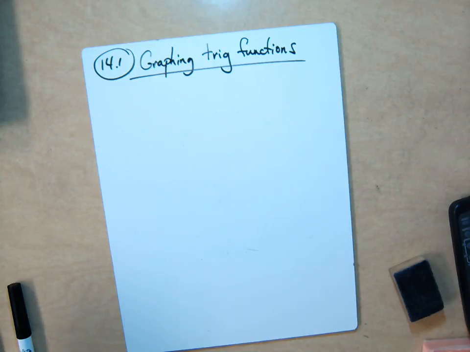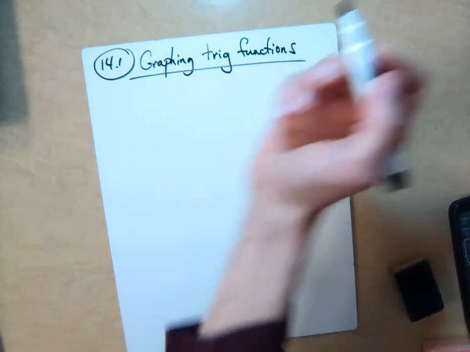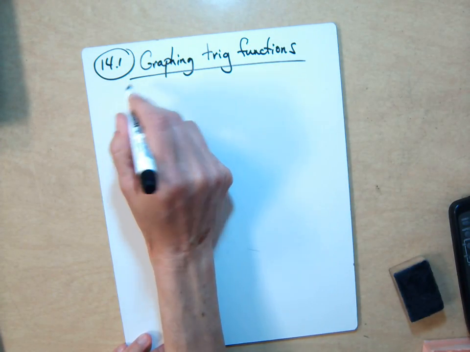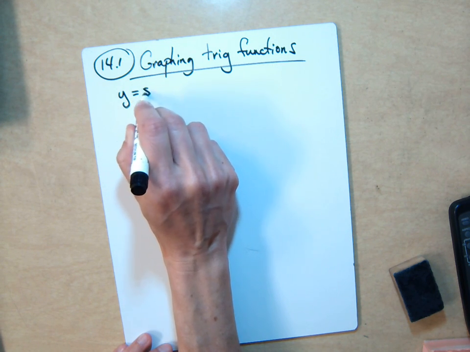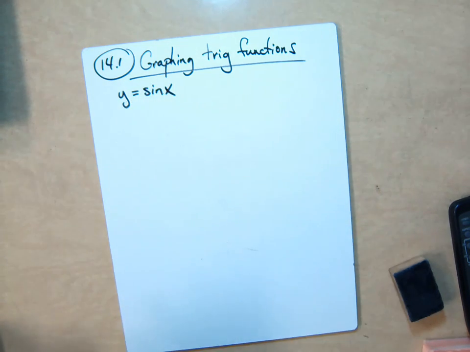This starts our unit on trig functions, on graphing trig functions. 14.1. What do these look like? When we take the values from the unit circle and plot the points, your objective is, if I say graph y equals sine of x, that you can do that without your unit circle. So let's see how we can make this as easy as possible.